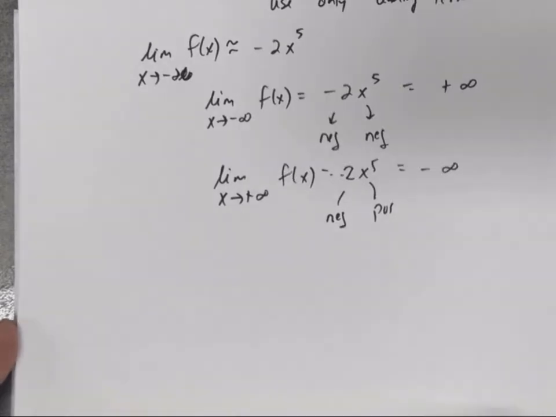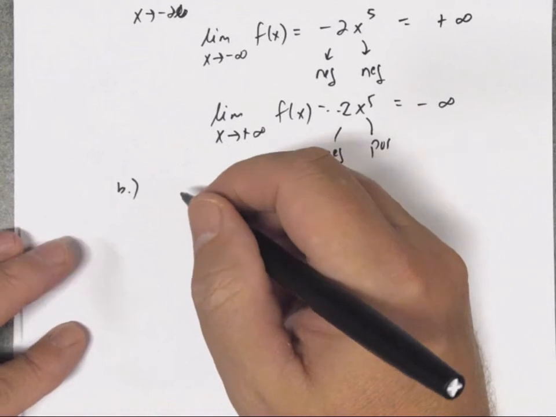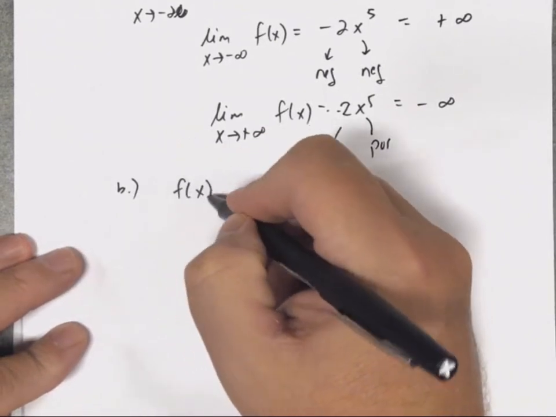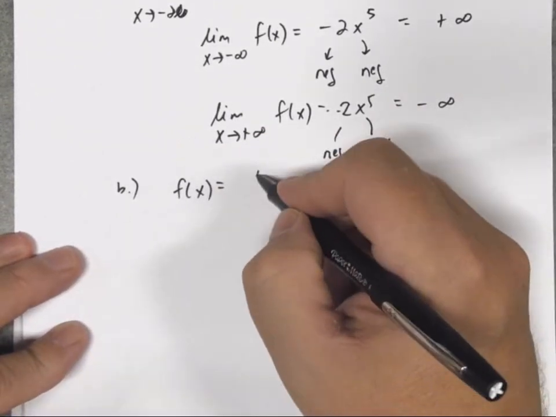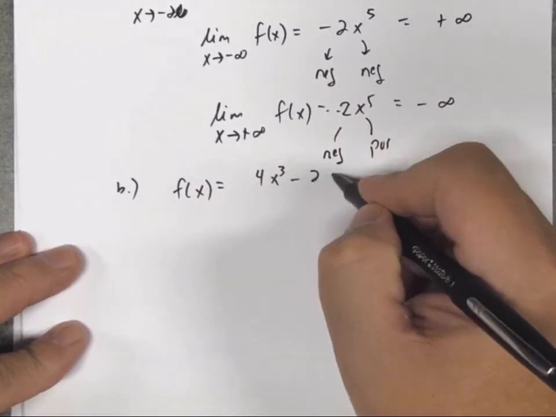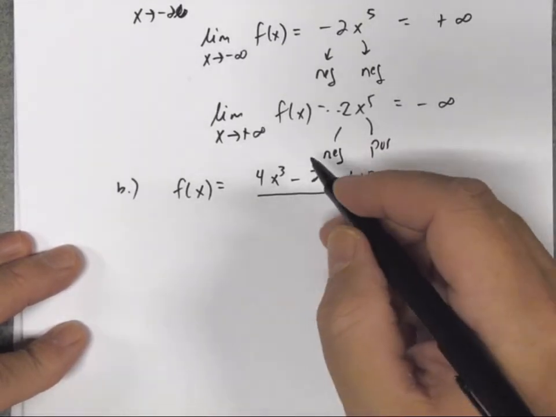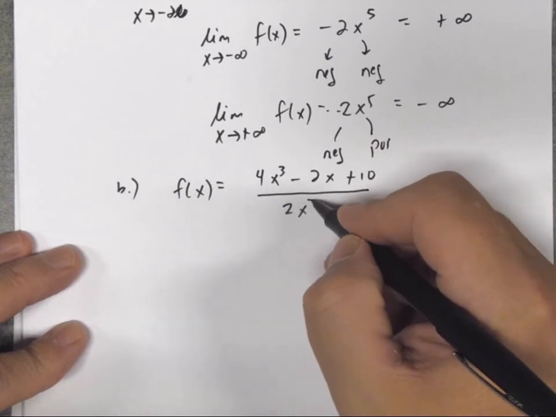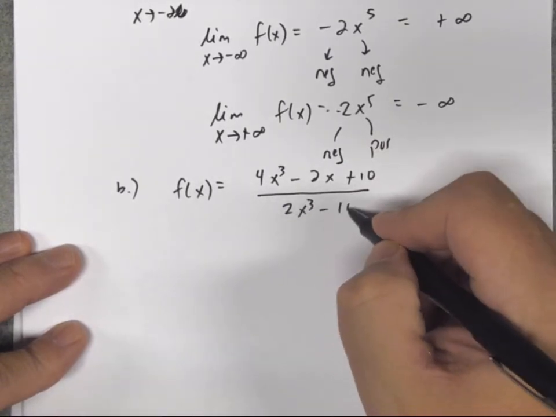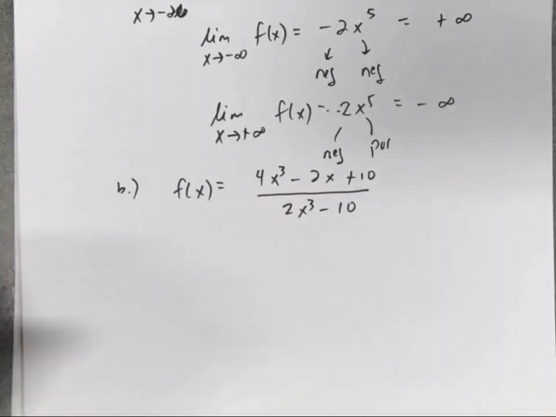All right, that was problem A. Let's look at some more of these. Here's B. F of x equals 4x cubed minus 2x plus 10 over 2x cubed minus 10. And we're going to look at this function as x approaches positive and negative infinity.